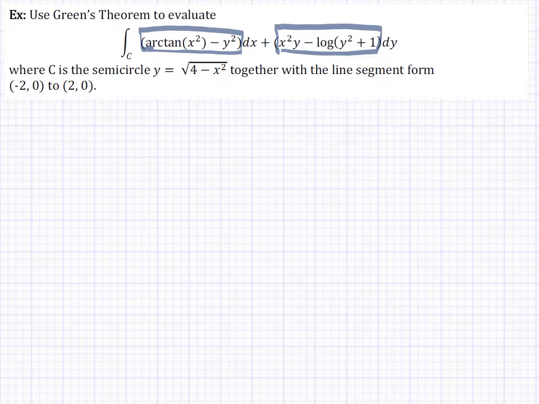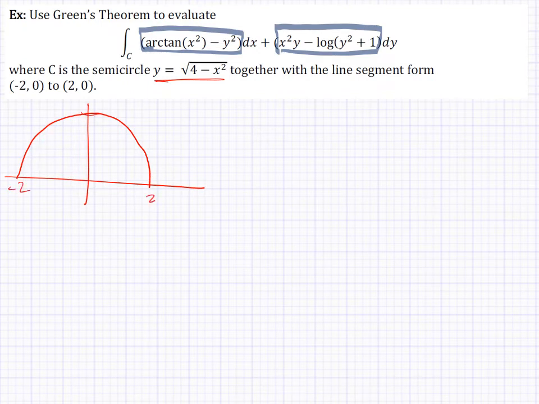And the curve that we're integrating over is based off of the semicircle, y equals the square root of 4 minus x squared. That's the top half of a radius 2 circle. Okay. So negative 2 to 2, 2 up here. That's this y equals the square root of 4 minus x squared.